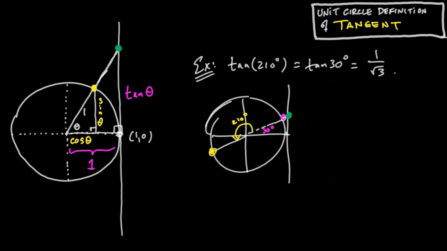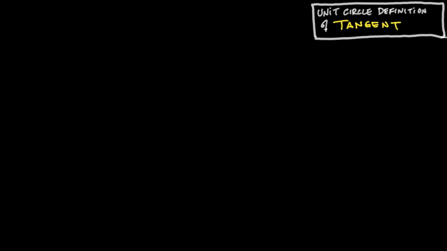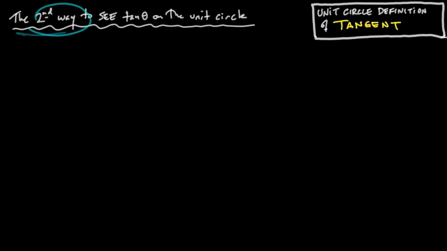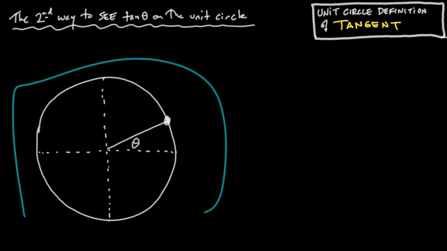Okay, I think you get the idea of how we can extend the domain of tangent by defining tangent to be the second coordinate of that point where the radius crosses the tangent at (1, 0). So I think it is high time that I introduce you to the second way to see tangent of theta on the unit circle. So here's our unit circle.